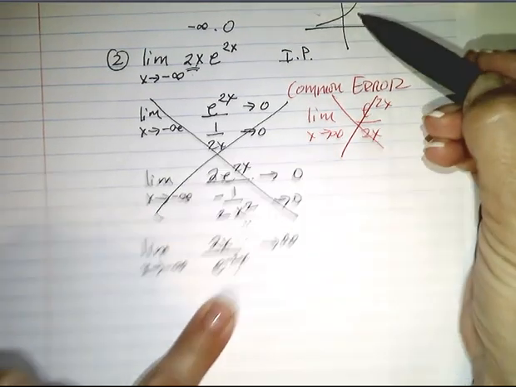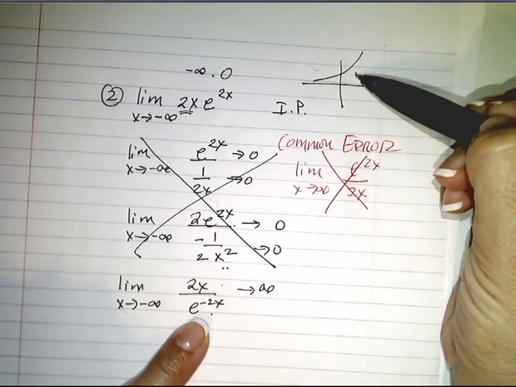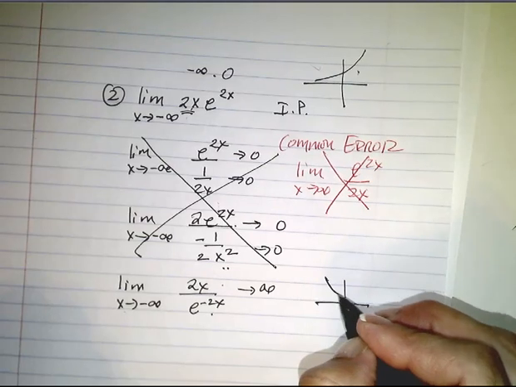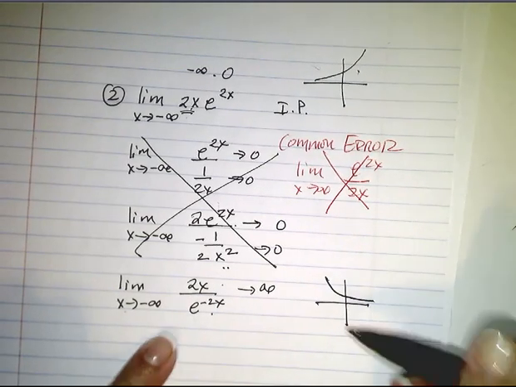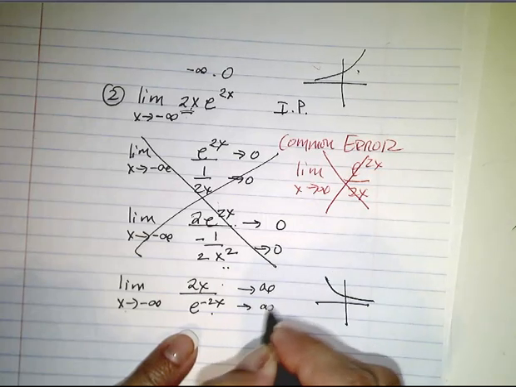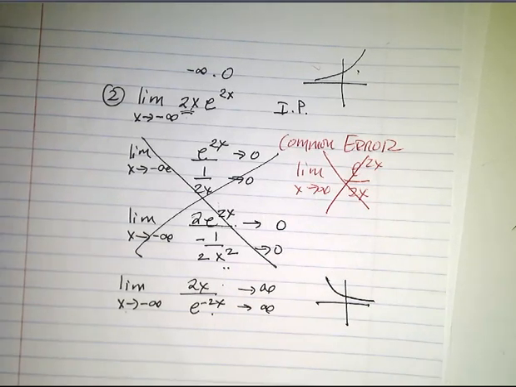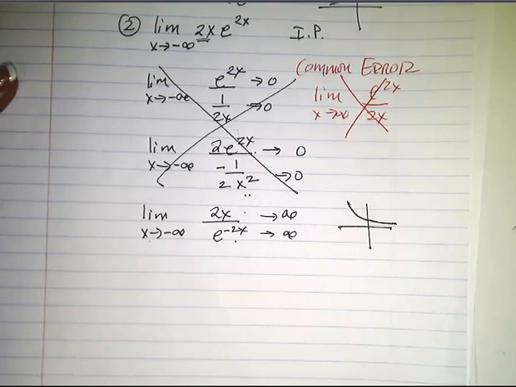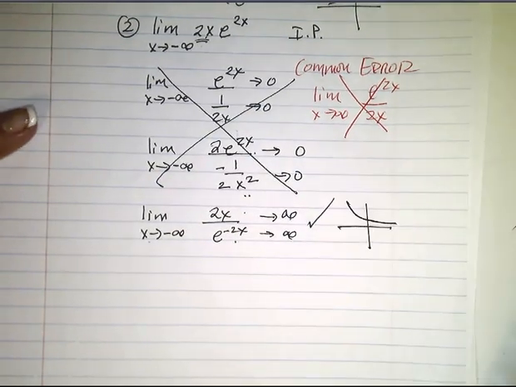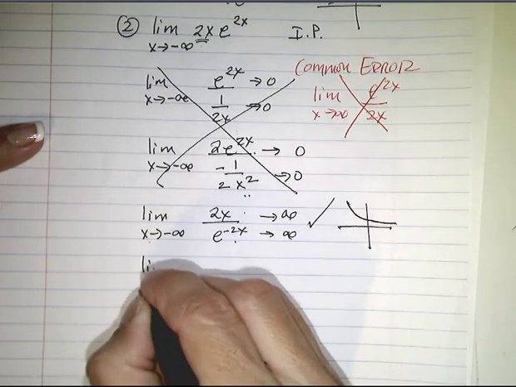And remember my graph of e to the 2x. So e to the minus 2x looks like this, right? So as x goes to negative infinity, e to the minus 2x goes to infinity. Whew! That's a good thing, because otherwise we would not be an indeterminate quotient. Okay, but it is an indeterminate quotient, so we're ready to proceed. So let's look at the limit.